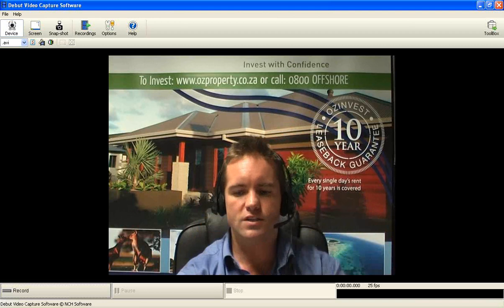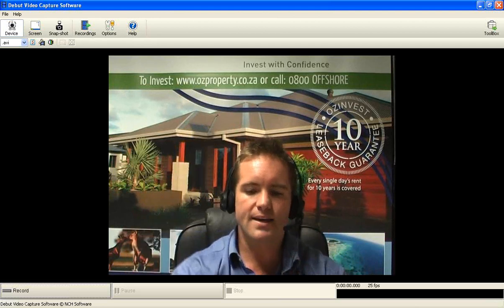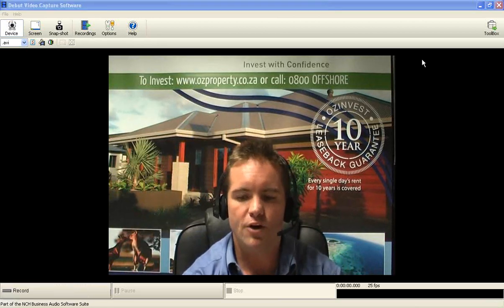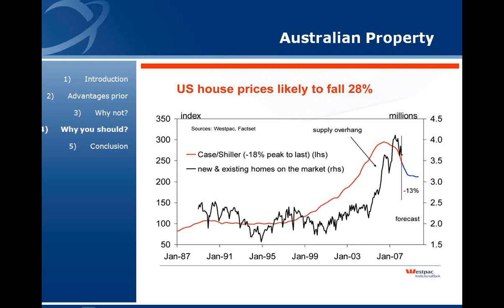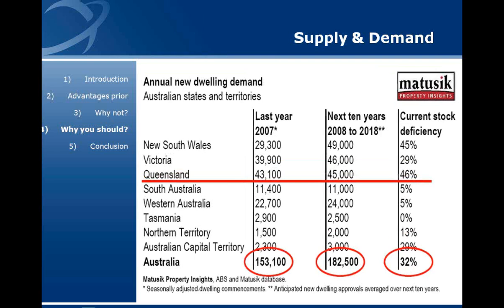Now the big difference in Australia is that it's the other way around. Demand has outstripped supply, and supply cannot keep up with demand. This graph shows what I mean, and it's very important to take into account. The population growth in Australia last year was 317,000 people. The average over the next 10 years is going to be 294,000 people. So in terms of the requirement for houses, the average number needed over the next 10 years is 182,500 houses every year. At current, they're only able to build around 153,000 homes, which is 32% short.